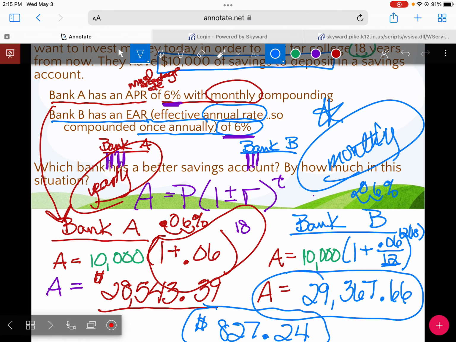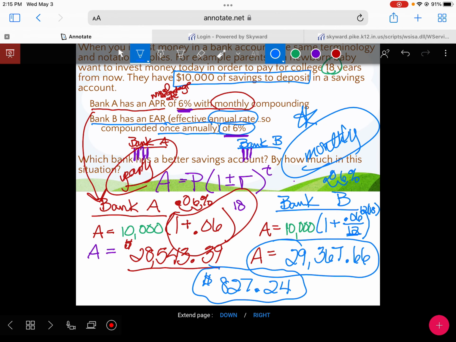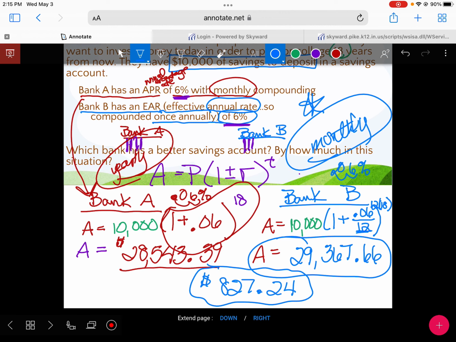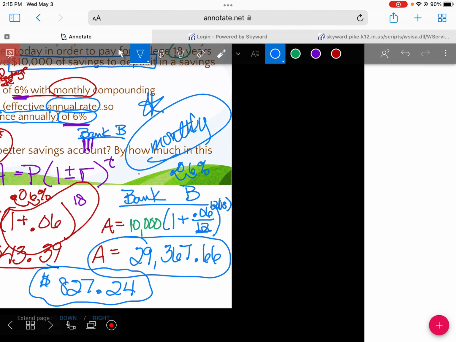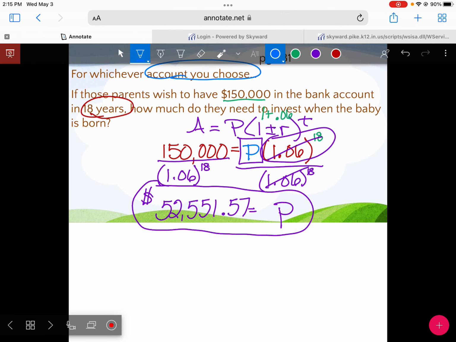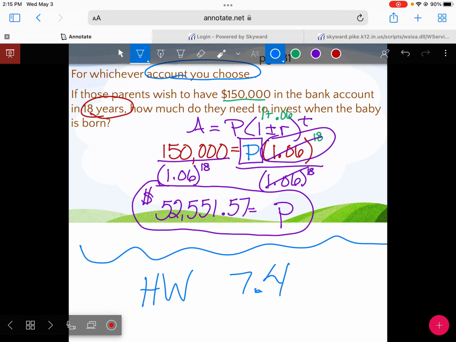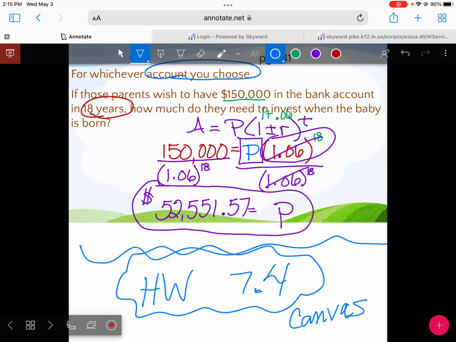Sometimes they'll say you have to leave it in there for a minimum of 5 years or something. Any questions about this? I think it's kind of interesting. All right, so good job today. We're done with the notes. Now, I think we can do homework 7.4 on Canvas.